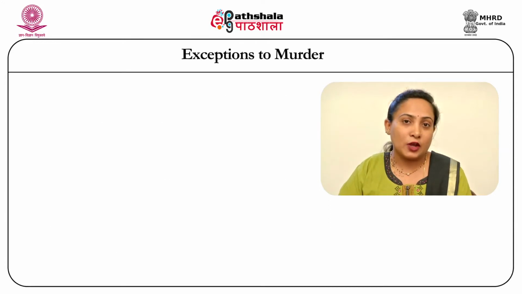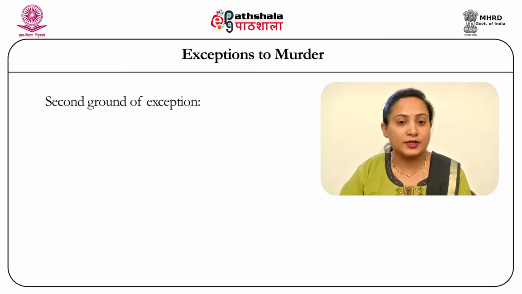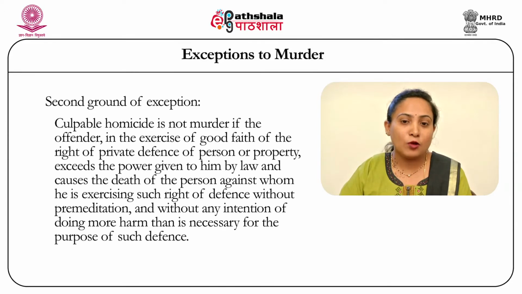Now, that being the first ground of exception, let's move on to the second ground of exception available to the offence of murder. The second ground of exception says that culpable homicide is not murder if the offender, in the exercise in good faith of the right of private defense of person or property, exceeds the power given to him by law and causes the death of the person against whom he is exercising such right of defense without premeditation and without any intention of doing more harm than is necessary for the purpose of such defense.